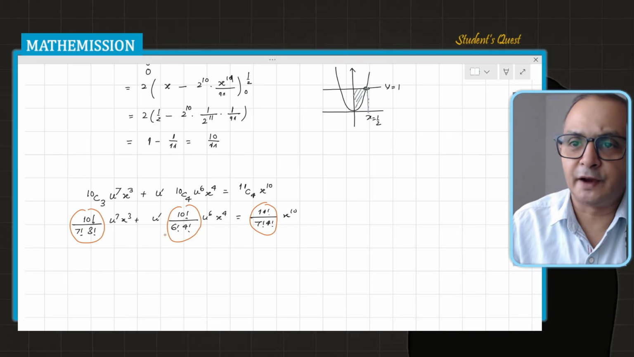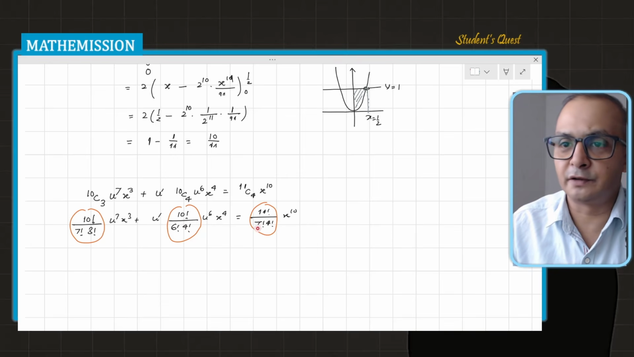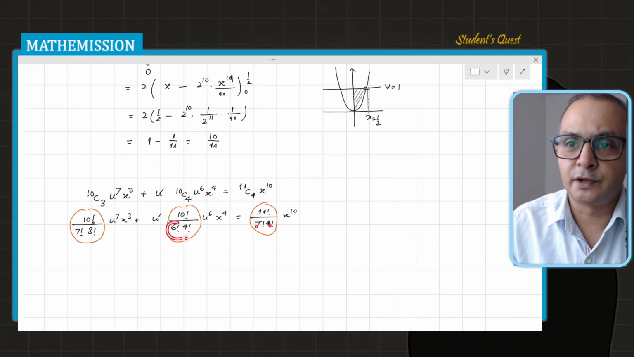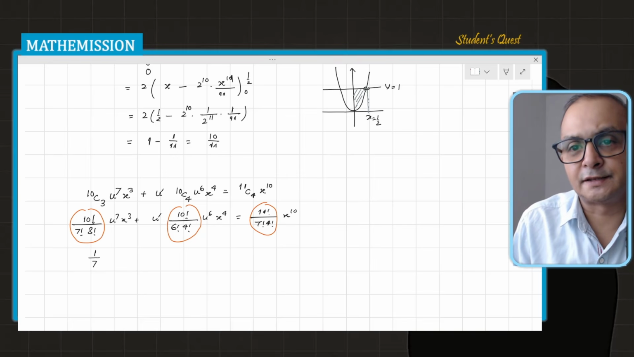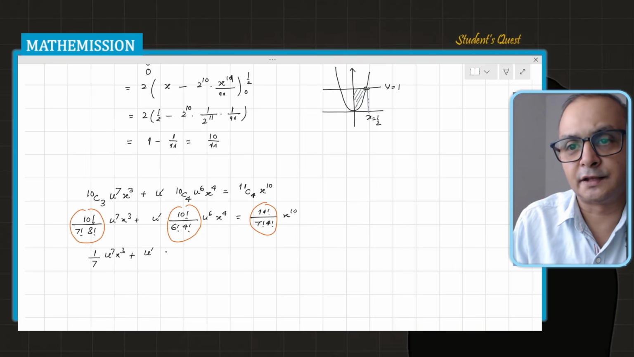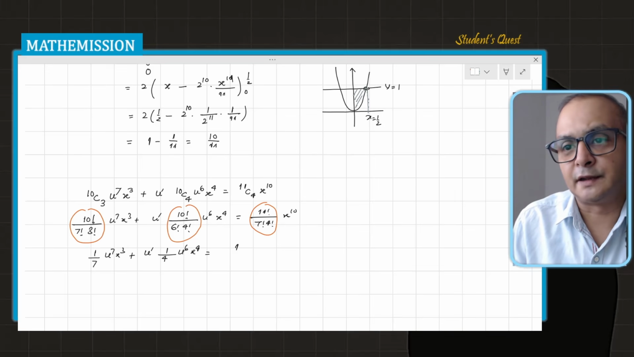You can simplify this by taking the lower number in the denominator and cancelling. The 10 factorial will cancel, and here it will become 11. So after simplification, I believe here you get 7 and 4, 28; here you get 7, and here you get 4, and there you get 11. So let me write it: 1 by 7, perhaps, you get u dash, and this is 1 by 4 u to the 6 x to the power 4, and this is 11 by 7 into 4, 28.